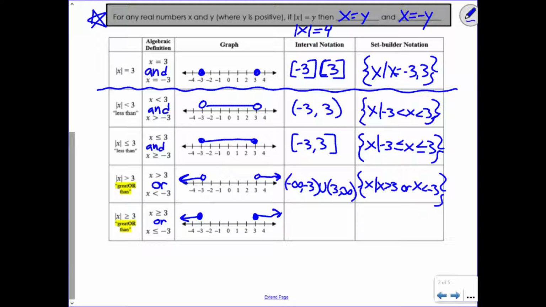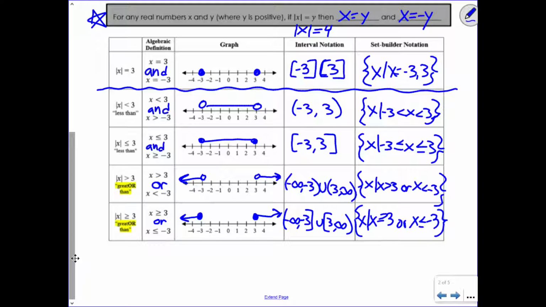What changes about my interval notation? Do I put brackets around the infinities? No. Still, whenever you guys are using infinities, they're always parentheses. But the 3's are now being included, so you're going to use brackets around the 3's. And then lastly, the only thing that's going to change about set builder is the way that you write the notation. So x such that x is greater than or equal to 3 or x is less than or equal to negative 3. Just add a little equal to.